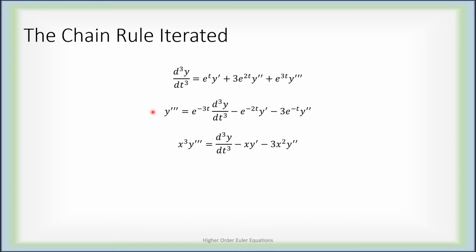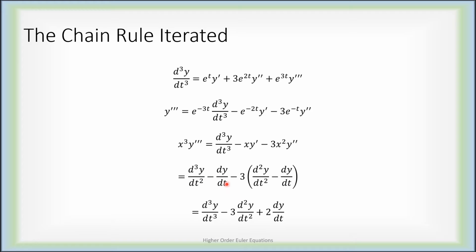In our Euler equation, the term y triple prime was multiplied by x cubed. Now x cubed is e to the 3t. So if I multiply every term here by e to the 3t, this cancels exactly. This leaves behind an e to the t, in other words, an x. This leaves behind an e to the 2t, in other words, an x squared. And we've already determined that xy prime is exactly dy dt, and we've also already determined that x squared y double prime was exactly this difference here, d squared y dt squared minus dy dt.